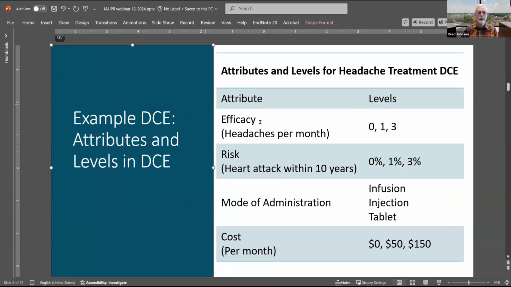So this is the attribute table. An attribute is the feature. Levels are the values that each of the attributes can take. So in the choice task, they will see efficacy, that is headaches per month, as either 0, 1, or 3 headaches per month. Risk is either 0, 1, or 3%. Mode of administration: infusion, injection, tablet, and 3 levels of cost.